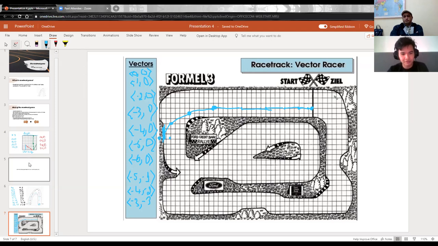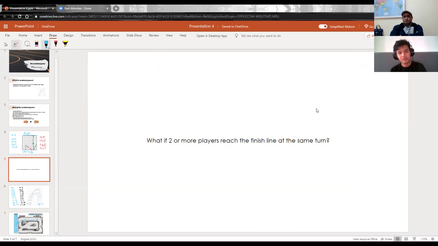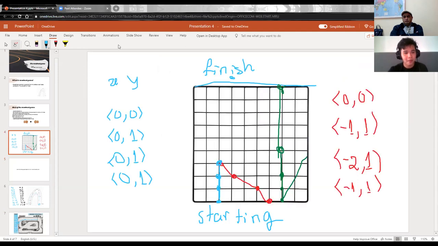It came down to the final question. So what if two or more players reach the finish line at the same turn, right? So how is that? When you try to picture this, it's going to be something like this. Let's clear out all of this.